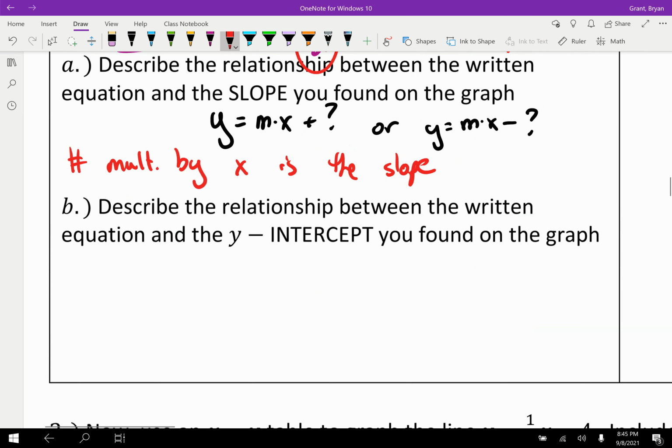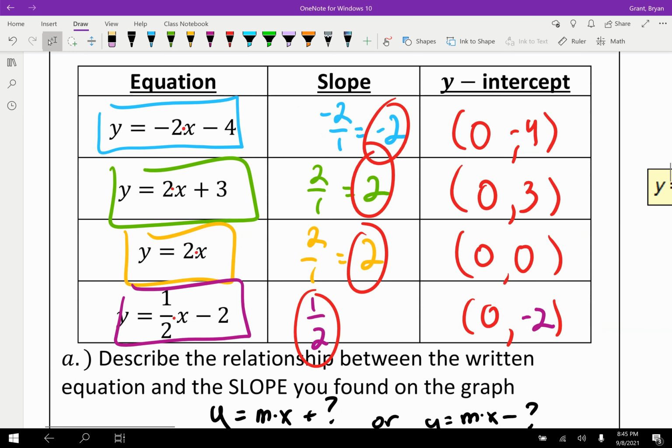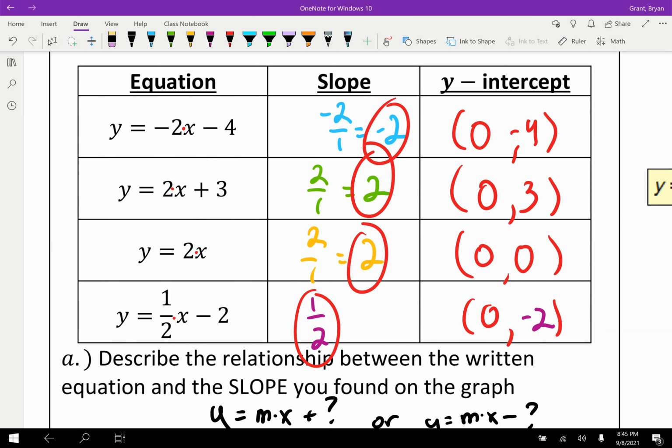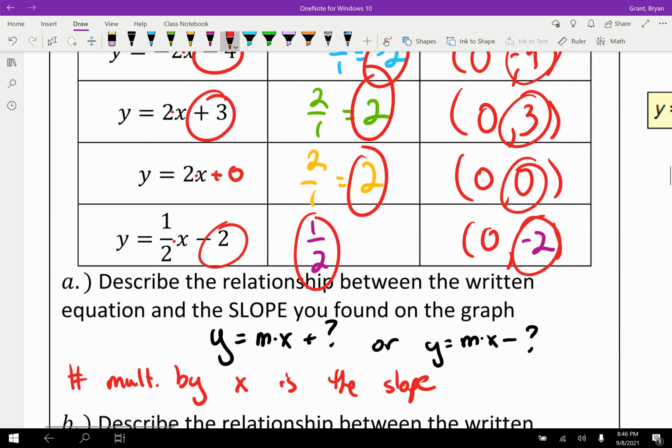All right, second part. Describe the relationship between the written equations, that first column again, and the y-intercept we found. Well, kind of erasing these and going through, let's take a look. Here are our y-intercepts in red. Okay, and then do we see those in the equation? Well, -4, I see that. +3, that looks good. -2, I see, but this one says 0. I don't see a 0 here, but wait, you probably are saying, oh, I remember this. We know that we can always add or subtract a 0 at the end, and that doesn't change anything. If you have $10 and I add 0 to it, you still have $10, so we can always put a +0. And yeah, that is our other connection.